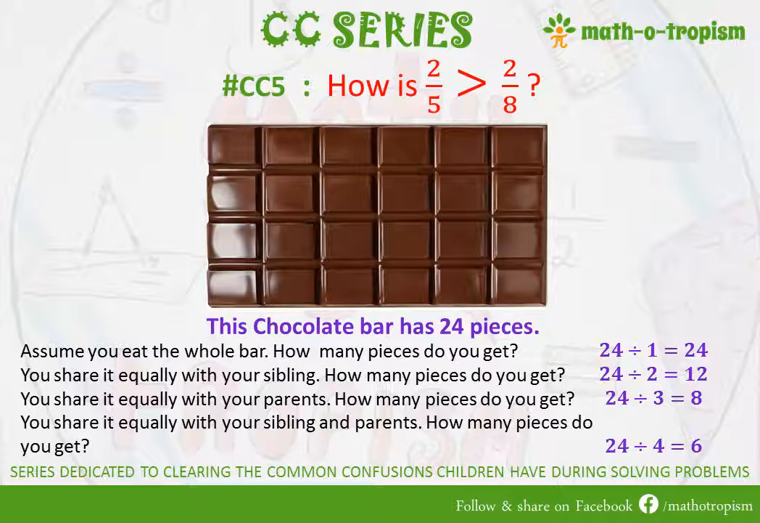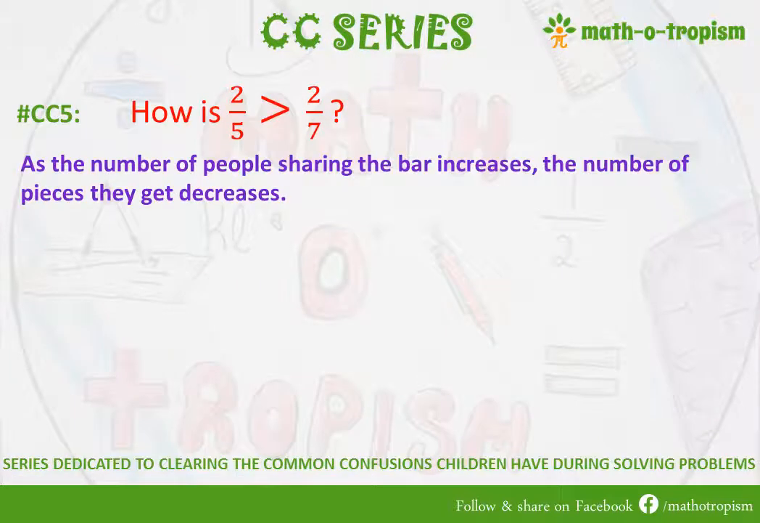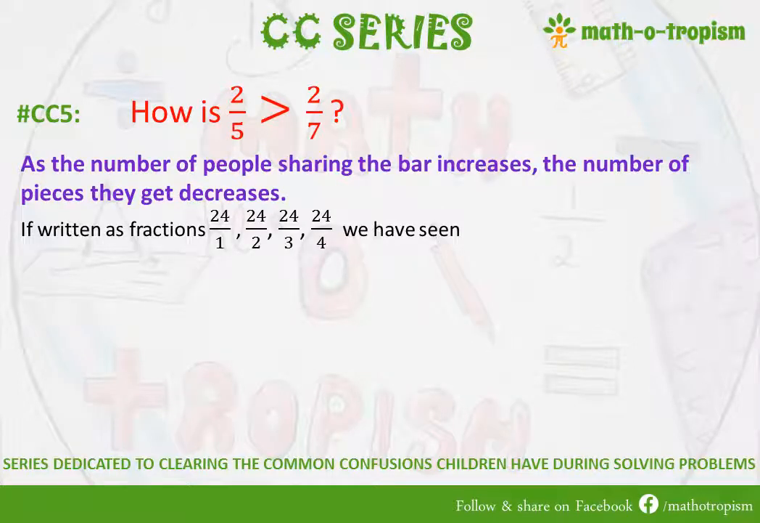So what do we observe here? We observe that when you ate alone, you were able to eat more pieces compared to when you were eating with your sibling, and that is further reducing when you are eating it along with your parents. What we can arrive at is, as the number of people sharing a bar is increasing, the number of pieces they get is decreasing. So if I write it in terms of fractions, what will happen?